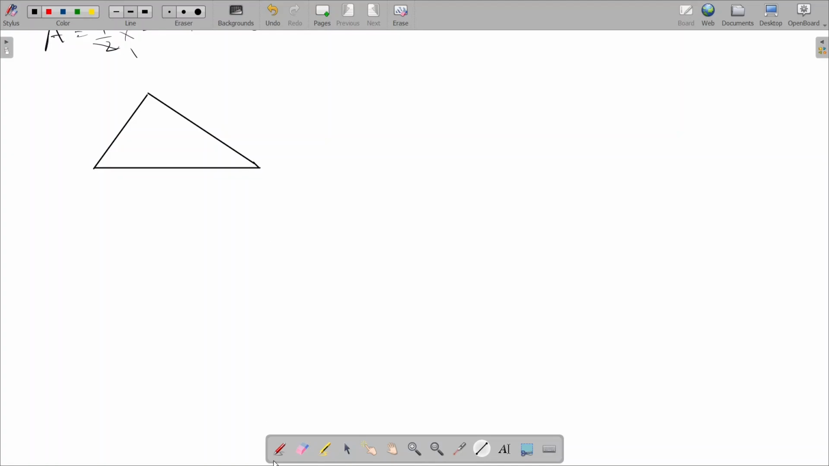So we have drawn a triangle over here. First, let us see. I just want to tell you the concept of perimeter. I hope you know what a perimeter is. Perimeter in layman's words is called boundary.